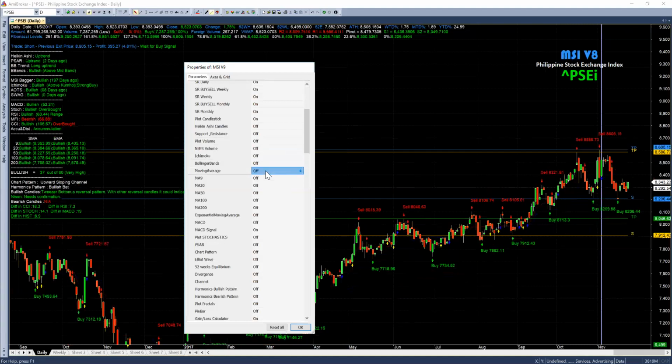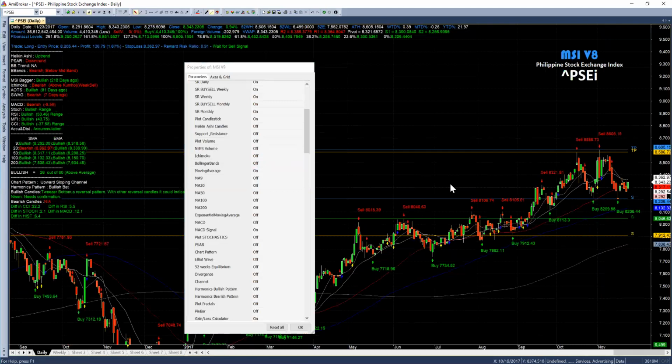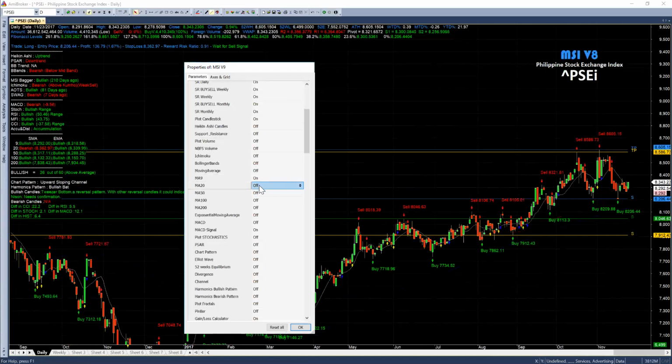Then we have your moving averages. Okay, so you can switch this on, and it will show you all the moving averages. We have moving average 9, the pink one. White one will be 20. Then red is 50. Blue is 100. And this light blue is your MA200. You can also switch it on individually if you want. Okay.